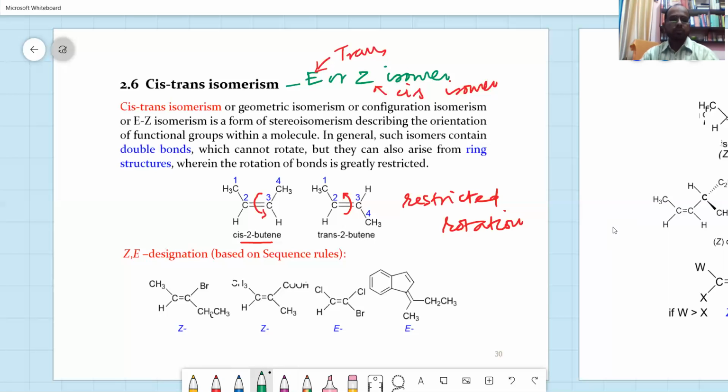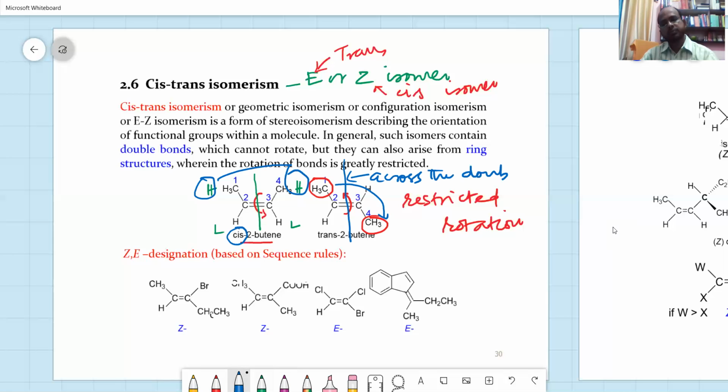So if you compare these two, across the double bond, the line can be drawn. And you can see that this is a heavier group and this is also a heavier group. This is a light group and this is a light group. Both the heavier groups are on the same side. So that is why it is called cis. But if you look at this, one heavier group and another heavier group are quite opposite across the double bond. While looking at this, you will see that they are opposite and therefore they are called trans.